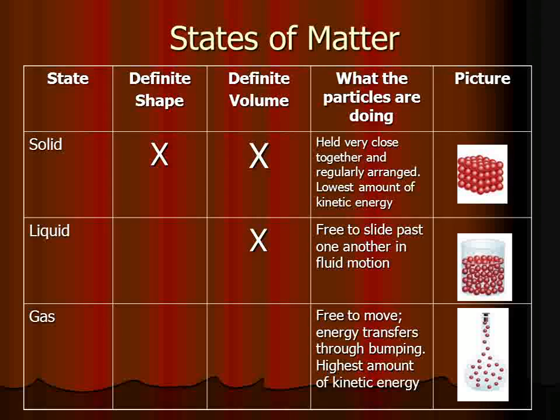And the reason for this, if you look at the picture there, is that the particles of solids are very close together and they are arranged in a very organized fashion. Now, because these particles are so close together, they don't move very much, and energy that you get from particle movement is known as kinetic energy. So solids have the lowest amount of kinetic energy.